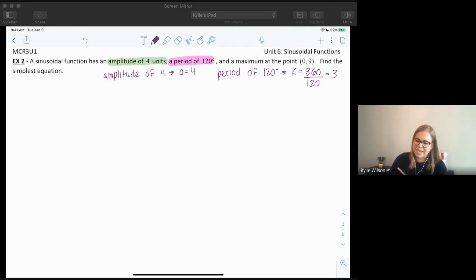And now we also know that there's a maximum at the point (0, 9). So let's give this a quick sketch.